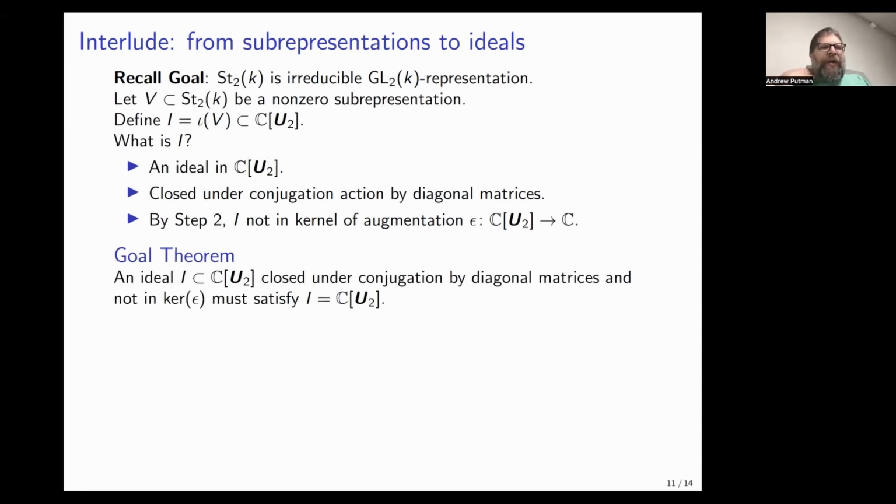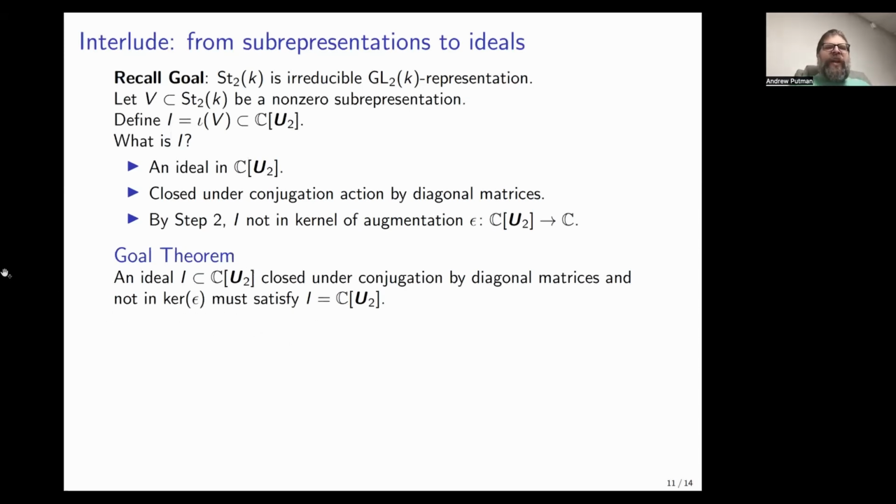So instead of thinking about the Steinberg representation, I'm going to think about ideals in this group ring. My goal theorem is that if I have an ideal I inside the group ring that's closed under conjugation by diagonal matrices and not in the kernel of the augmentation map, it's got to be the whole thing.